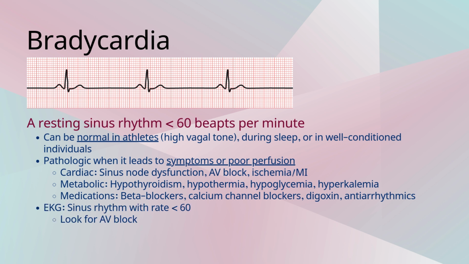On the EKG, you'll see a sinus rhythm with a rate under 60 beats per minute if it's sinus bradycardia, or you may see an AV block pattern. Always check for reversible causes with labs, a medication review, and look for ischemia.